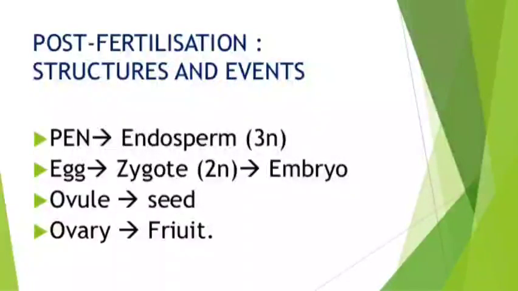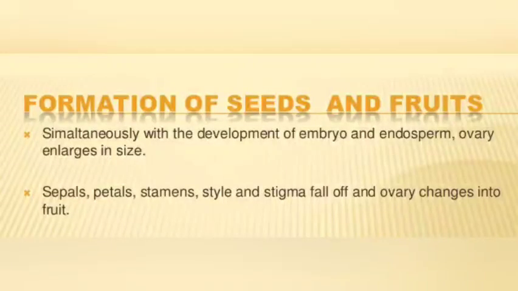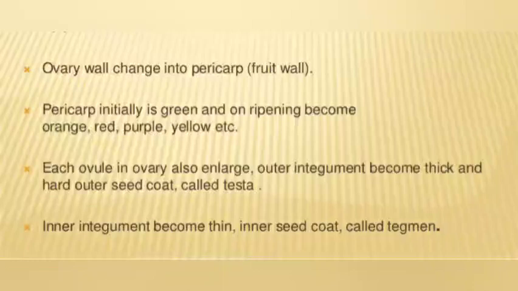So, a flower shows many changes, like the parts such as sepals, petals, stamens, style, and stigma fall off, whereas the ovary part swells up. The ovary wall is called the pericarp, which becomes the fruit wall, and the ovule develops into the seeds. The seed has two main parts.